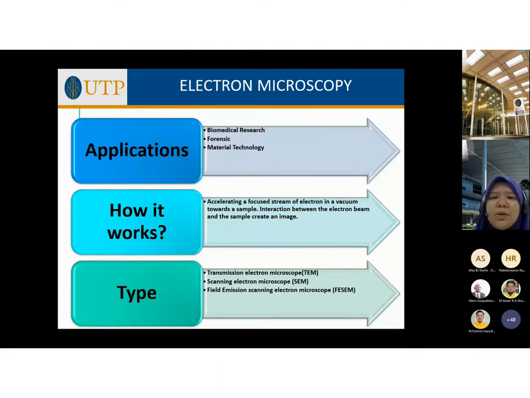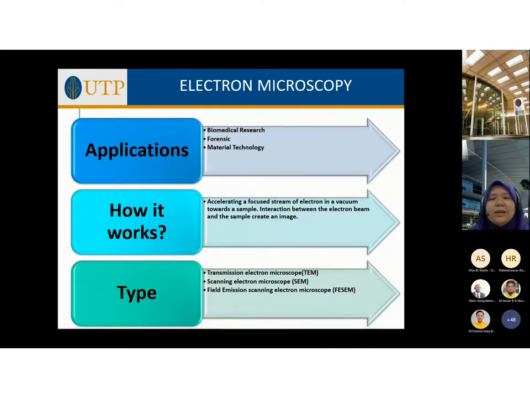So why do we need to operate in vacuum? It is because of the electron. We know that the wavelength of the electron is actually very small, roughly around 0.0037 nanometer, and our visible light wavelength is around 400 to 800 nanometer. So the wavelength is very small.